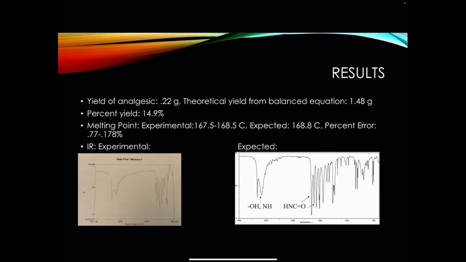The melting point for the experimental, or observed, was 167.5 to 168.5 degrees Celsius. The expected was 168.8 degrees Celsius. The percent error was 0.178%. The IR would show a hydroxy group here and an amine group here and a double bond to oxygen there.